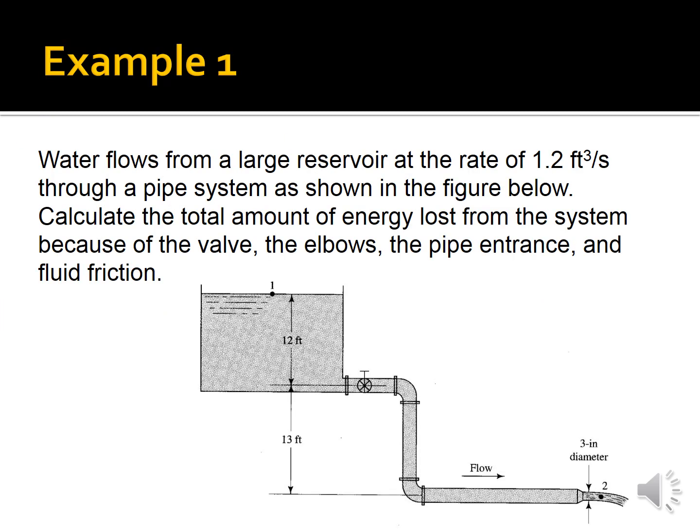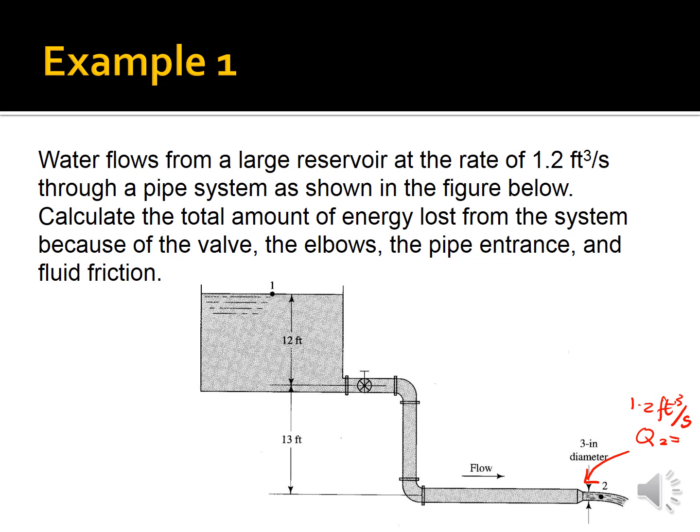Okay, let's try this example. In this question, it mentioned that the water flows from a large reservoir. So this is the large reservoir, at the rate of 1.2 feet cubed per second through a pipe system as shown in the figure below. That means the water flows at the rate of 1.2 from here. This is what is called a pipe. So this is Q2, which has a value of 1.2 feet cubed per second.